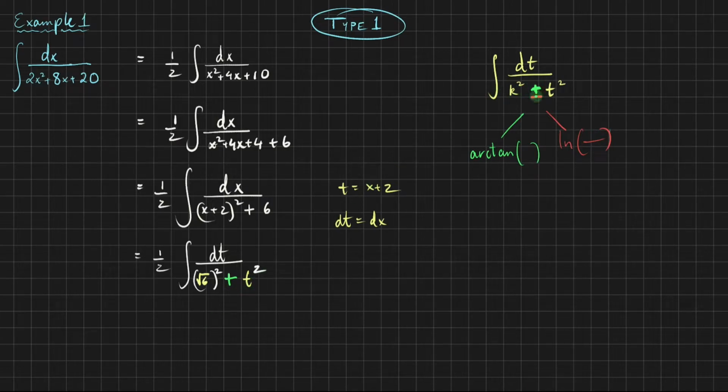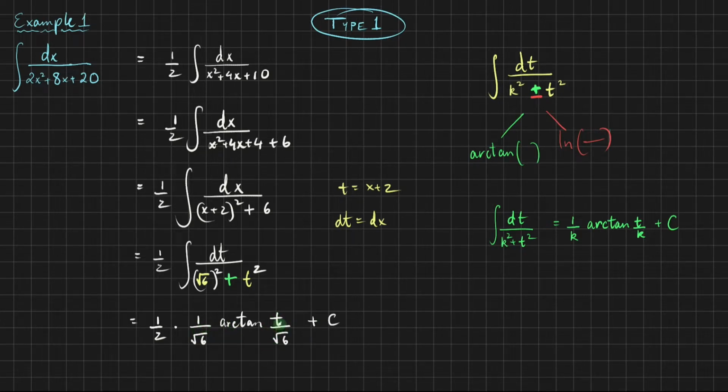And as we know, this sort of integral reduces to an arctan integral. Let's recall the result. The integral of dt over k squared plus t squared is 1 over k arctan t over k plus c. And so this integral is going to become 1/2 multiplied by 1 over root 6 arctan t over root 6 plus c. But remember that t was nothing but x plus 2. Our final answer is going to be 1 over 2 root 6 arctan x plus 2 over root 6 plus c.